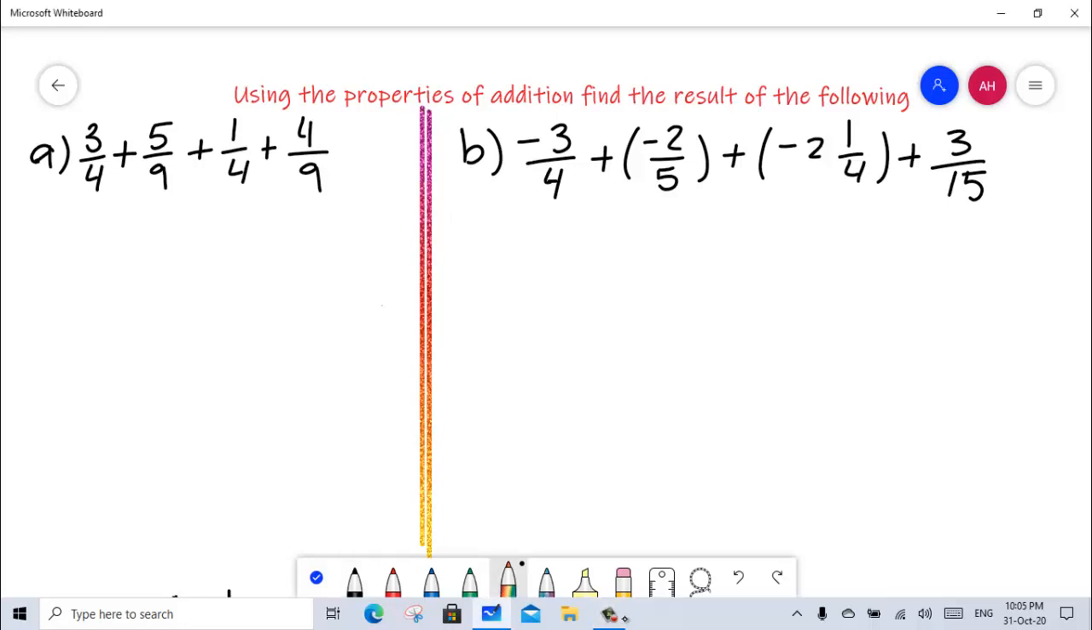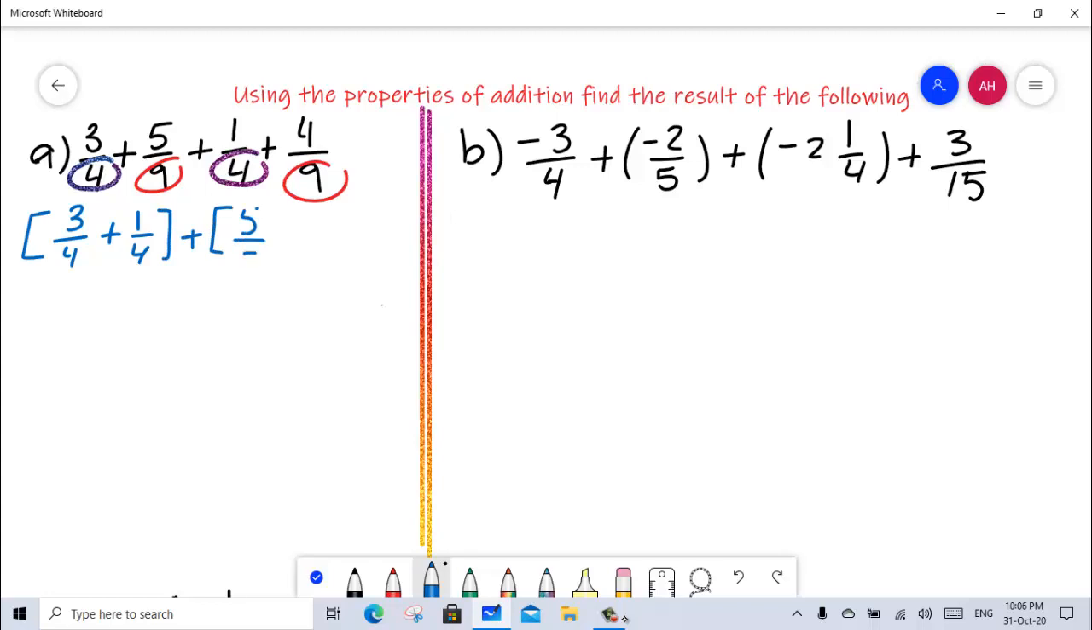How can I answer this question using the properties of addition? Simply go first and look at the denominators. I have here 4 and 4, and also I have 9 and 9. I am going to bring all the rational numbers with the denominator of 4 beside each other and the rational numbers with the denominator of 9 beside each other. I'm going here to have 3 over 4 plus 1 over 4, I'm going to group them together, plus 5 over 9 plus 4 over 9. I'm going also to group them together. And don't forget to write that we did here commutative and associative property.